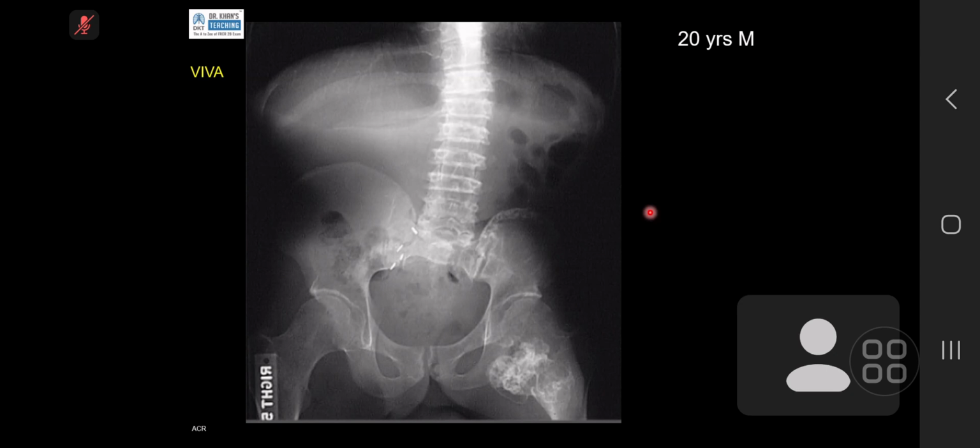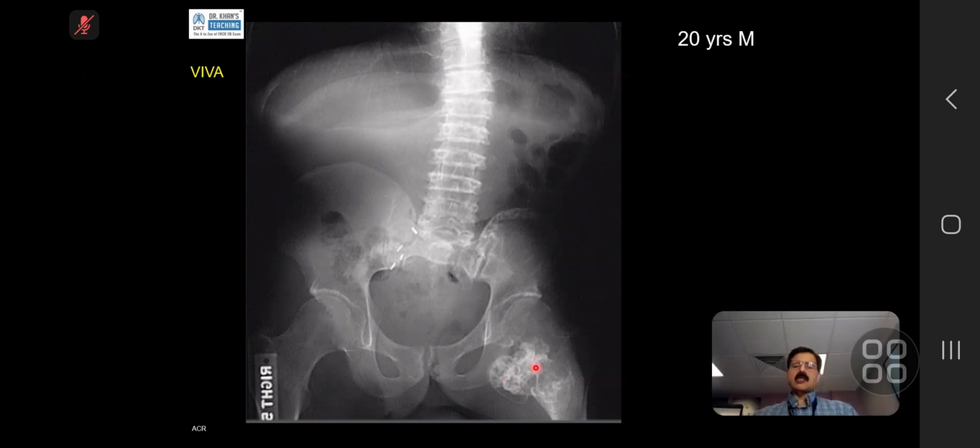I have been presented with... Just one second. I know that there is an osteochondroma here. I am not at all interested in this osteochondroma. Don't even describe it. Over to you.